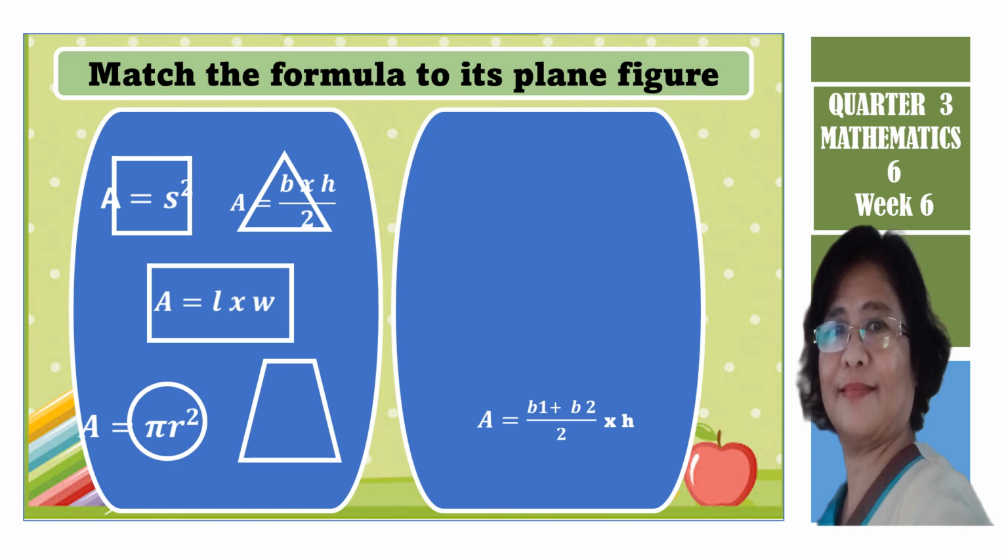And the last is the area is equal to base 1 plus base 2 divided by 2 times the height. I think you know already the answer. It belongs to the trapezoid. Did you get a perfect score? Good job.